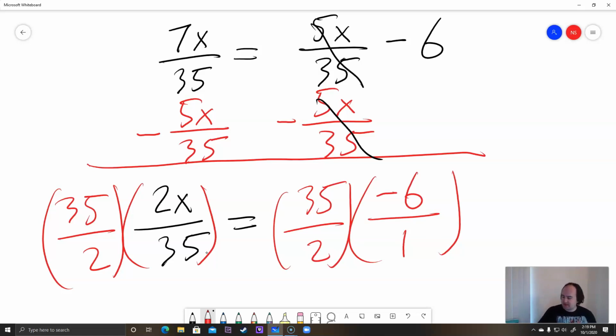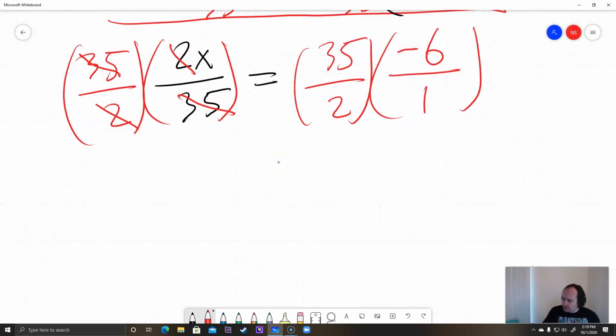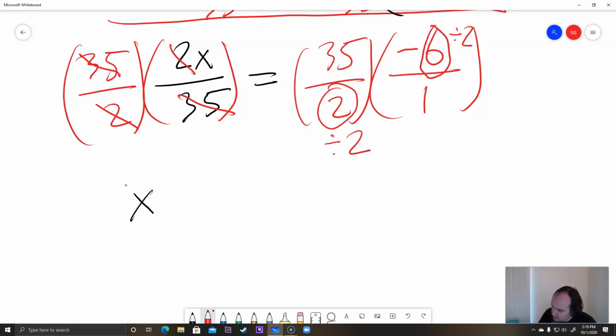Okay, so on the left side, we can see that the 35s and the 2's cancel out. So we just get x, which is what we wanted. And then on the right side, we do have a common factor. For the 6 and the 2, we can divide each of those by 2. So we're going to divide the 6 by 2 on the top and divide the 2 by 2 on the bottom.